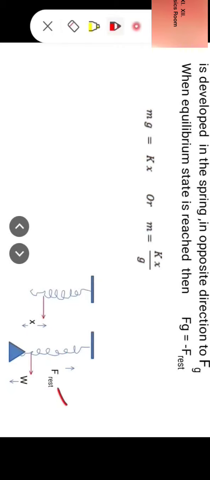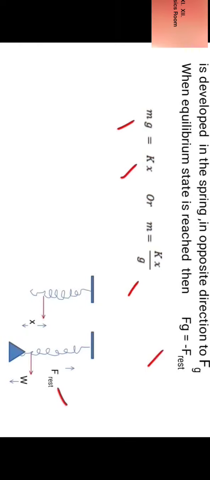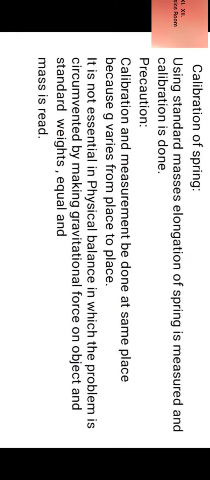Now when equilibrium is reached, Fg becomes equal to minus F rest, or we can write mg is equal to kx, because F rest is equal to kx, or m is equal to kx by g. We are not taking the minus sign in the mathematical expression, because minus is meant for opposite direction. This way we can measure gravitational mass with the help of a spring balance.